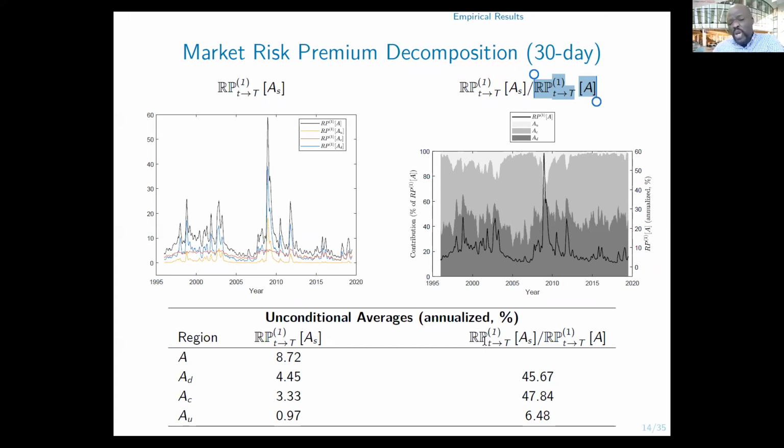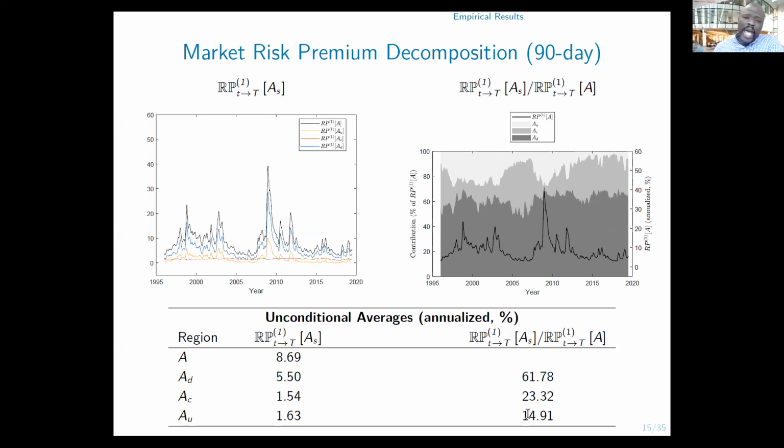Now, when you look at the last column, what we did here is compute the average of the ratios, the ratios that you see in the shaded area. We compute the average of these ratios. That's why you see that the left tail contributes an average of about 45%, the center contributes about 47%, and the right tail contributes about 6%.